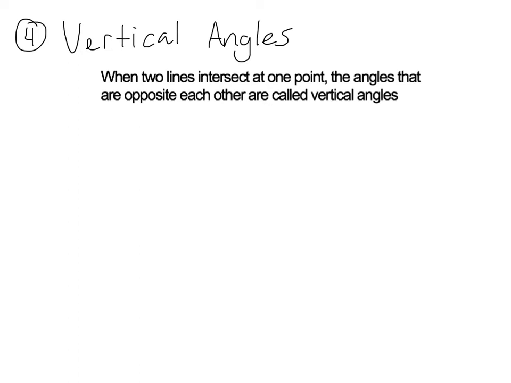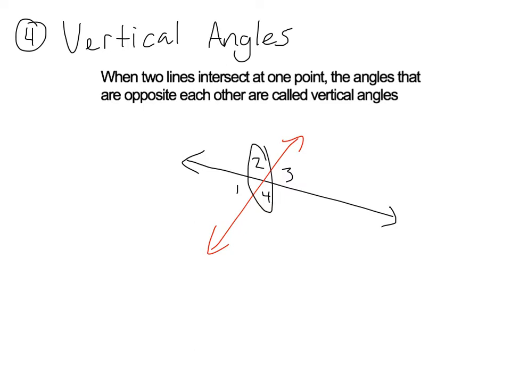All right, so another thing we need to know is vertical angles. When two lines intersect at one point, the angles that are opposite each other are called vertical angles. So if I had this line right there intersecting that line right there, and let's say we call these angles 1, 2, 3, and 4. What are the vertical angles? Well, the vertical angles would be 2 and 4. That would be one pair of vertical angles, and we write that angle 2 and angle 4. What are some other vertical angles, though? Well, 1 and 3 are opposite, so we'd say that angle 1 and angle 3 are also vertical angles.